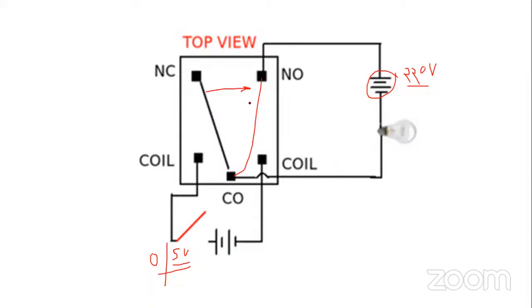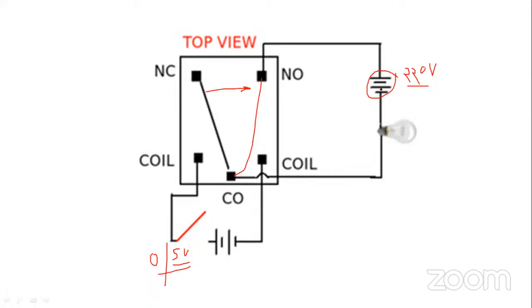Now when this gets connected, you can see your circuit will be closed, and after closing the circuit, you are going to get output over here: your bulb will be on. That can be 220 volt, or that can be a DC supply also.